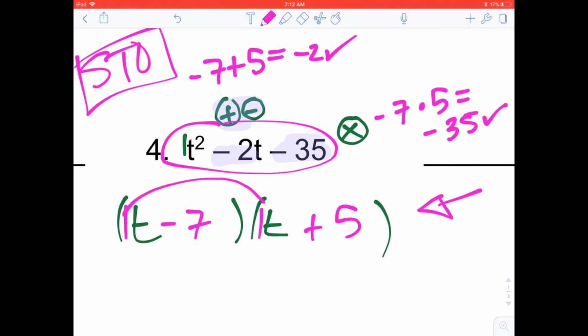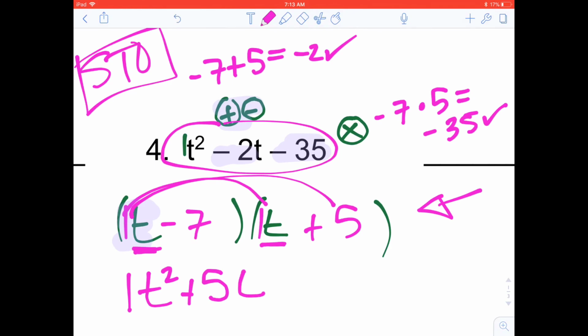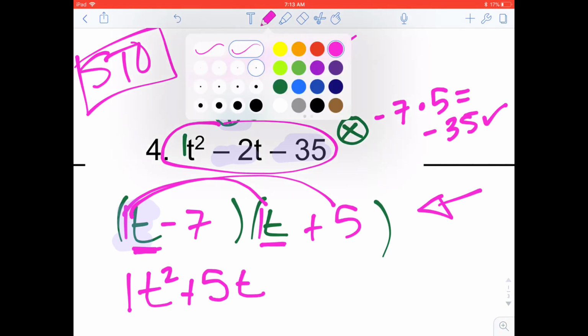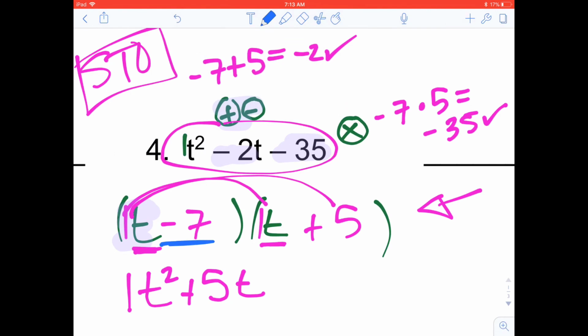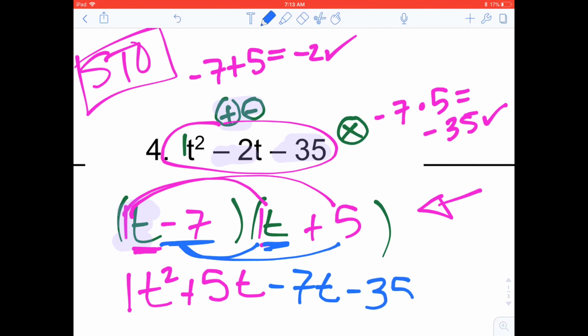So here we go. 1 times 1, we're going to multiply this first. So 1 times 1 is 1. T times t, t squared. But you have to distribute one more time. 1 times 5 is positive 5. Don't forget the letter t. All right, one more time here. Now we have negative 7 times 1 is negative 7. Don't forget about the letter t. Negative 7 times positive 5 is negative 35.